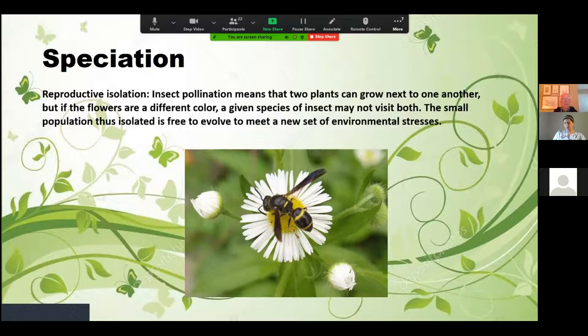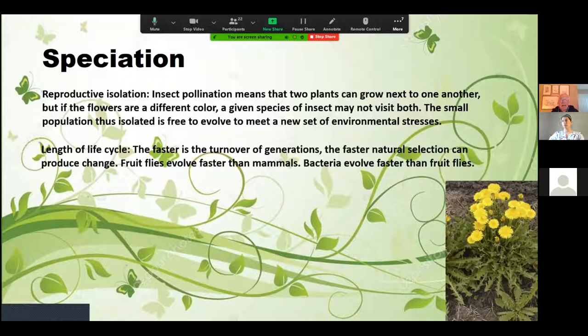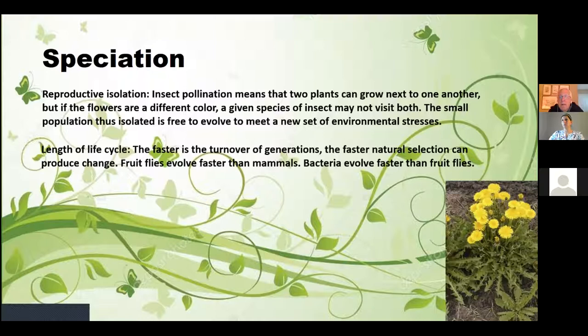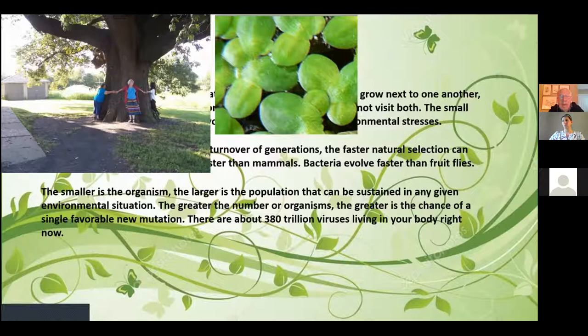Maybe the length of the life cycle. Any time you speed up the life cycle, you make it possible for evolution to move faster. Fruit flies evolve faster than mammals, and bacteria evolve even faster than fruit flies. And the smaller an organism is, the bigger the population can be. And the bigger the population, the more chance that any one of those organisms might carry a single favorable new mutation. And the extreme of that are, you have 380 trillion viruses living in your body right now. It's kind of creepy to think about that.